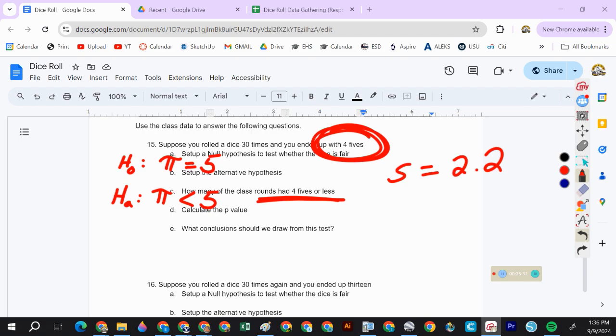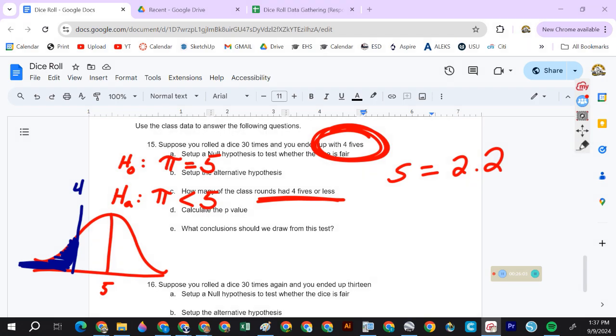We're counting, so here's my normal curve. 5 is in the middle, right? And I scored a 4. So here is my sample of 4. But in order to do a hypothesis test, we need a p-value. And p-value is the area in the tail. So I'm going to look at my data, and I'm going to count all of these. Does that make sense?